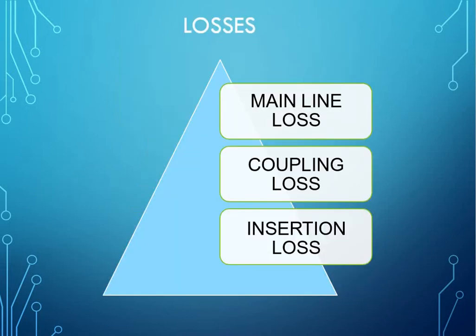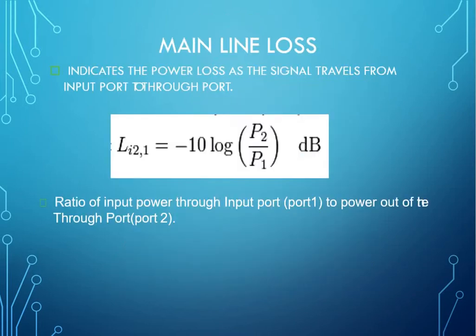Next is losses in the directional coupler. The directional coupler consists of three main losses: mainline loss, coupling loss, and insertion loss. Mainline loss indicates the power loss as the signal travels from the input port to the through port. It is the ratio of the input power at the input port to the power output at the through port.